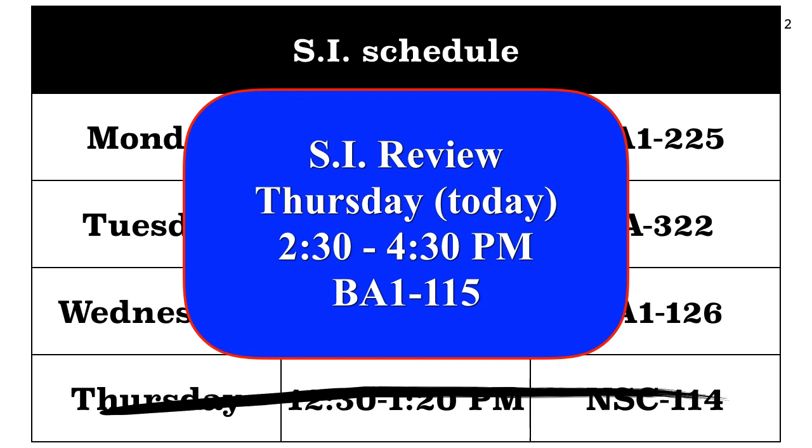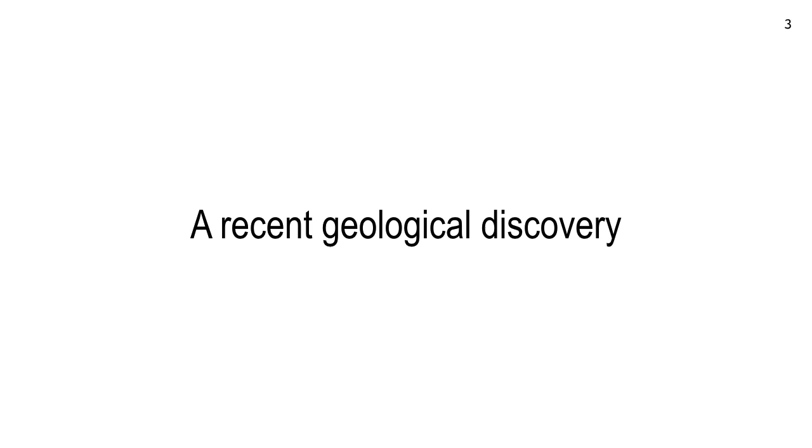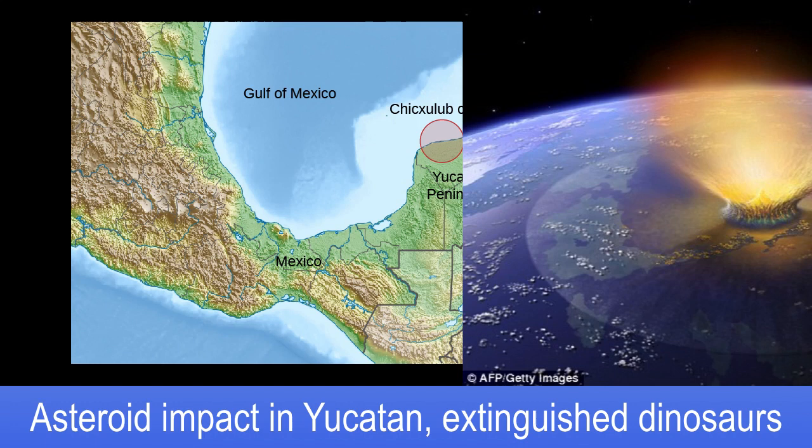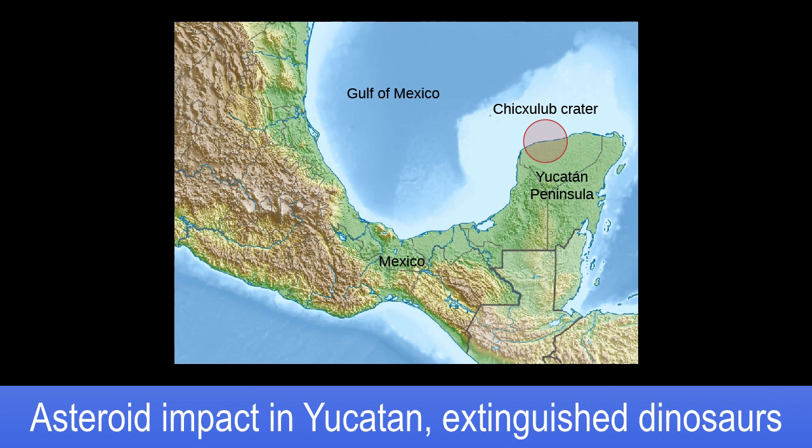Now, I'm going to give you a little blurb, a tiny lecture. Just a little discussion about this recent geological discovery. You may have heard that 65 million years ago or so, there was an asteroid impact in the Yucatan Peninsula, near a place called Chicxulub. And it supposedly is the one that extinguished all the dinosaurs. You know, what they call a mass extinction event.